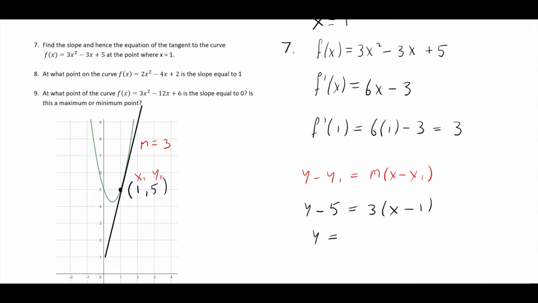We'll leave y on this side, is equal to, and we'll multiply this out. So 3x is going to be 3x. 3 by minus 1 is minus 3. And we're moving our 5 over onto this side. When it's a minus here, it's going to become a positive, so we get plus 5. Then y is equal to 3x, and 5 minus 3 is plus 2.